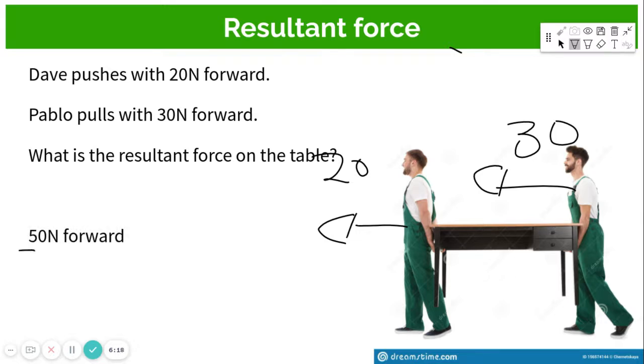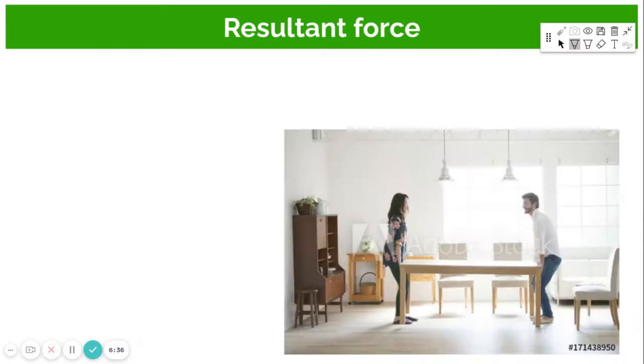Two things to notice. 50 is magnitude, forward is direction. Always include your units. So when I mark this, if you say 50, you will get it wrong. If you say 50 newtons, you'll get it half right. And if you say 50 newtons forward, you'll get it all right, okay? Because it matters that you say newtons, and it matters whenever possible to say the direction.